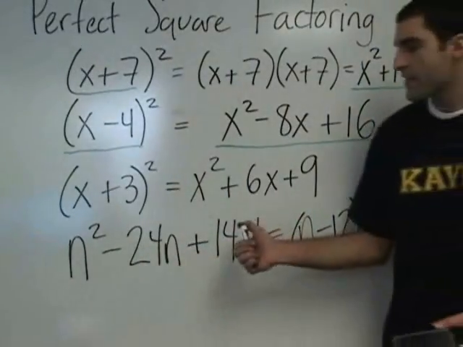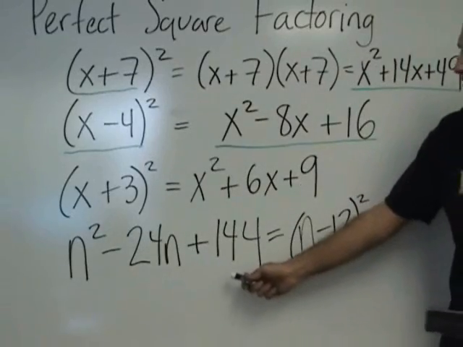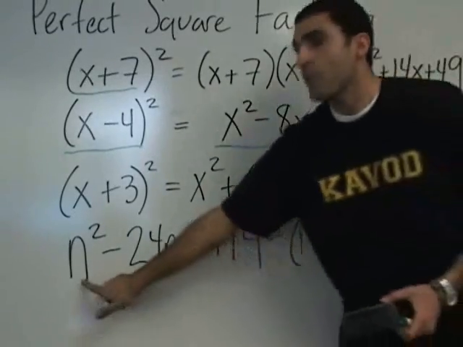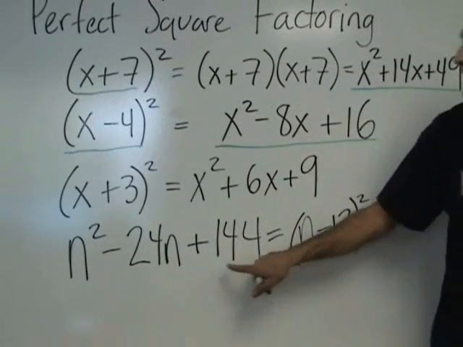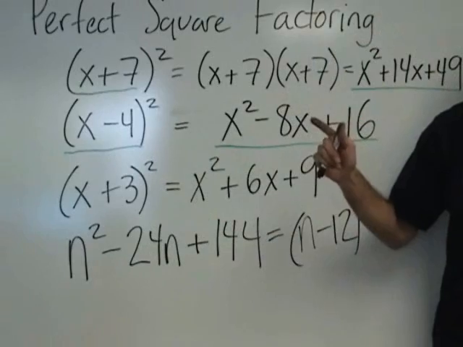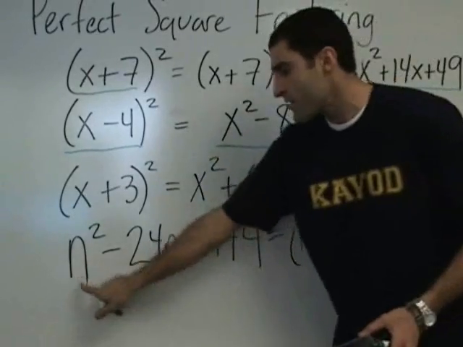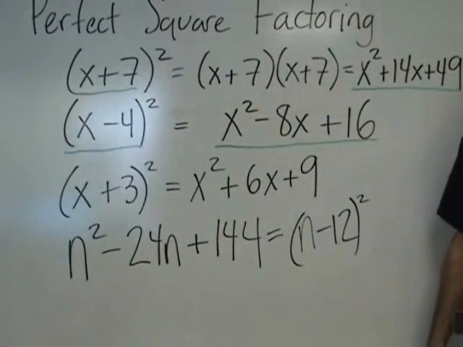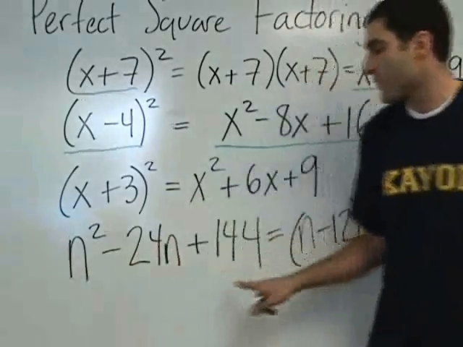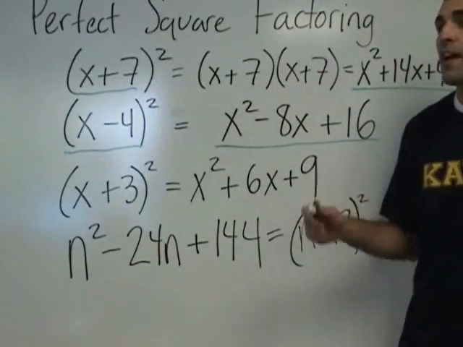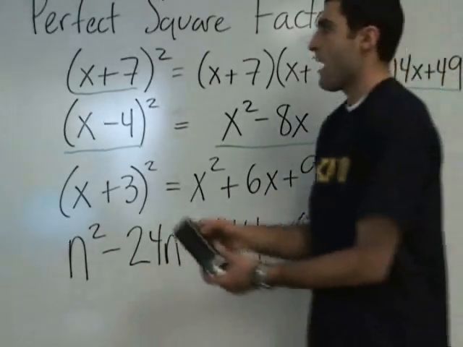So let's think about it. We're going to ask ourselves before we erase it: is this a perfect square trinomial? Is this a perfect square? Yes. Is this a perfect square? Yes. Is this 2 times the square root of this and the square root of that? What's the square root of this? N. What's the square root of that? 12. So 2 times n times 12 is 24. So it is. I'm going to write the rule.